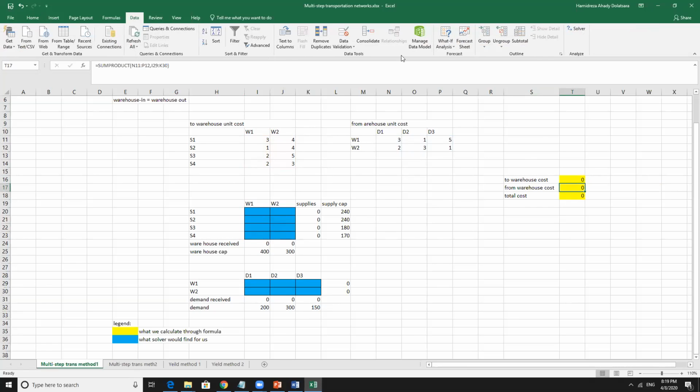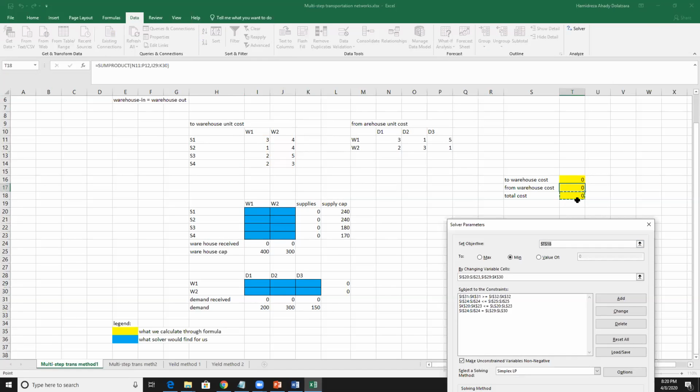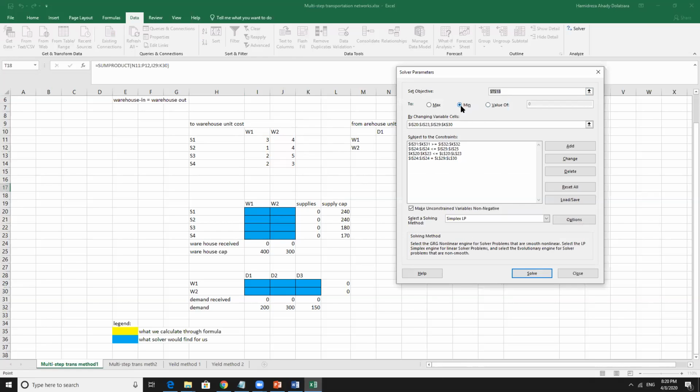Let's go to the solver so you can see the constraints. Again, the first one, we said we want to minimize the cost in T18. It's a minimization function. Look at the first constraint.